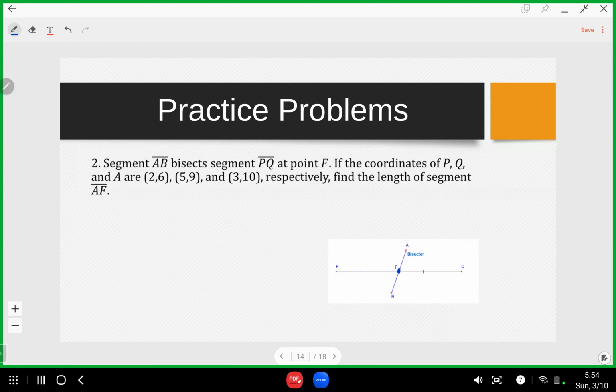Okay, so let's look at this. Segment AB bisects segment PQ at point F. That is fine. We know the coordinates of PQ are what? Well, P is (2, 6). Okay. And Q is what? It's (5, 9).